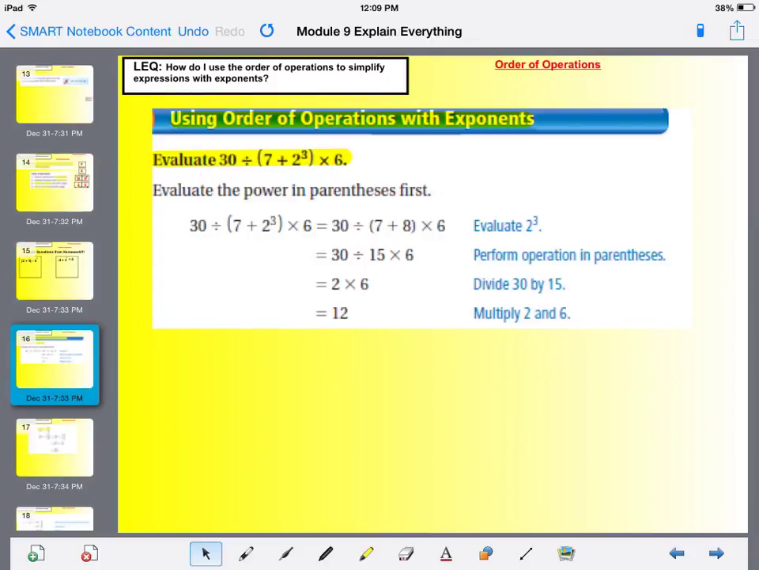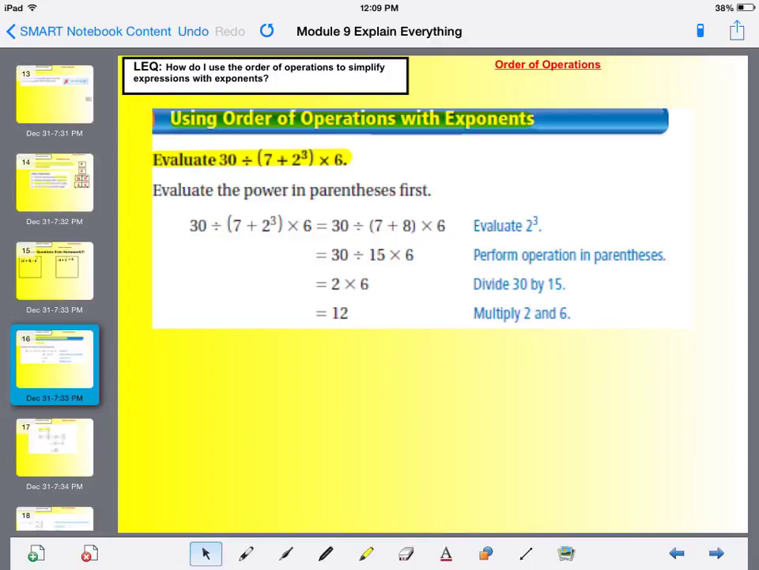So let's practice some. When given this numerical expression, 30 divided by (7 plus 2 cubed) times 6, it looks pretty difficult, but if we follow the order of operations, we should be okay. Parentheses first, and so 2 cubed is really the same as 2 times 2 times 2, which is 8. So if I do what's in the parentheses first, that's 7 plus 8. And so I have 30 divided by 15 times 6.